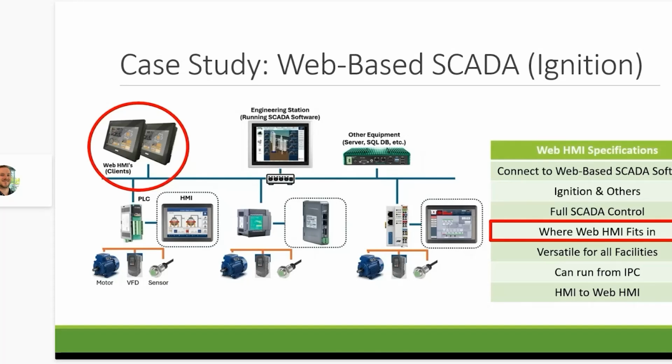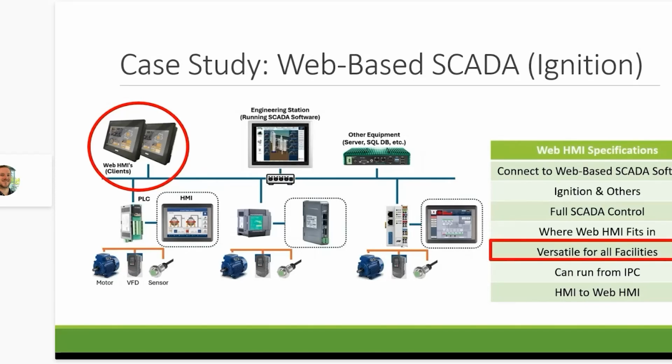You can see that at the bottom level there are devices such as motors, VFDs, and sensors. Then you would have your PLCs and HMIs, and above all would be your SCADA software that controls the full facility. This is where the Web HMI would fit into this application, as the Web HMI, as previously discussed, can connect directly to web-based SCADA systems, which allows it to essentially act as an additional screen that can display all the same information that the main SCADA software screen is displaying.